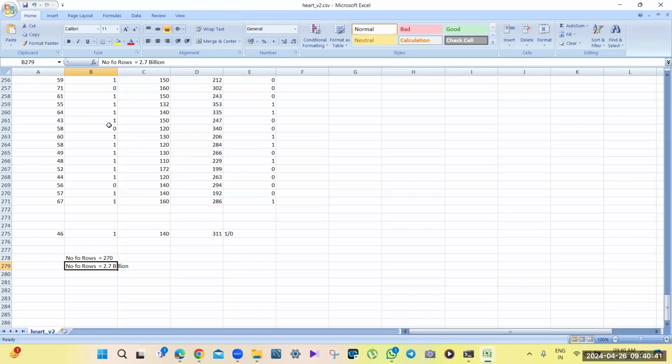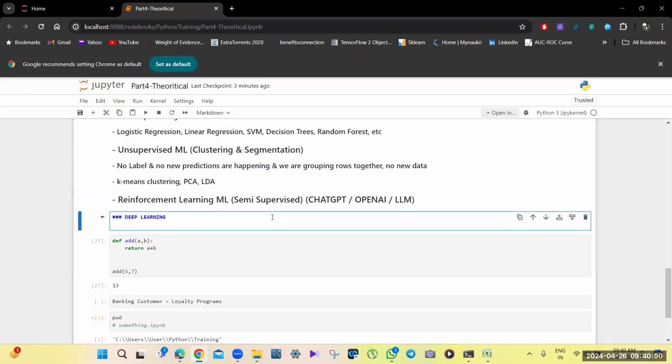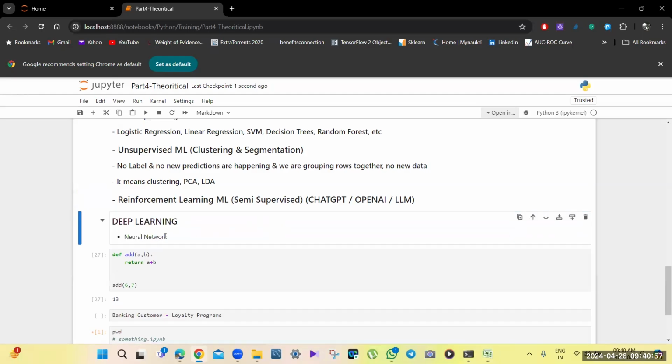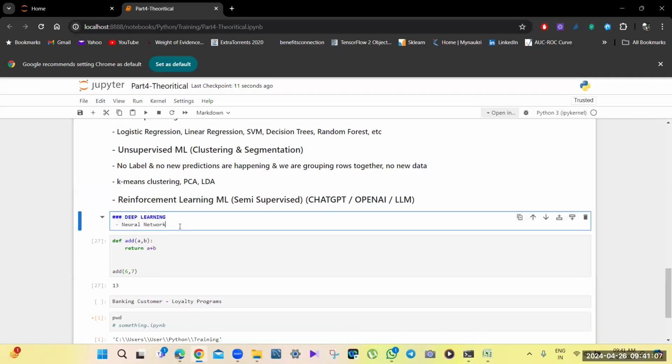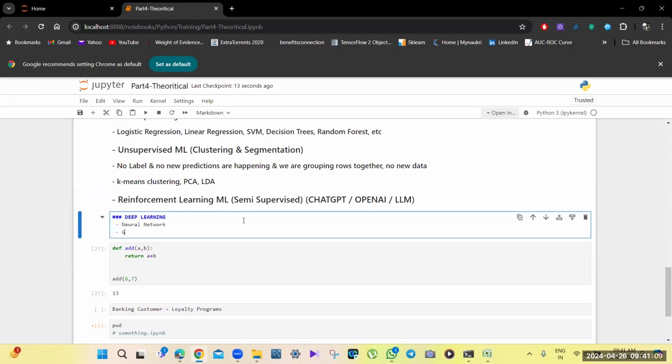So we have to use a technique which is known as a neural network. A neural network does a lot of processing in real time, and it leverages the speed of the GPU, which is the graphics processing unit.